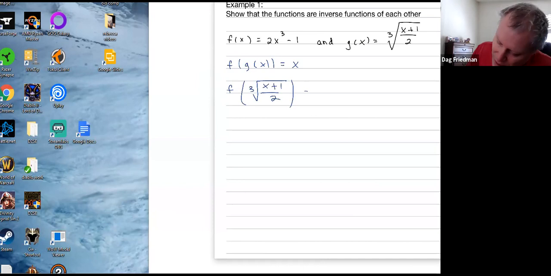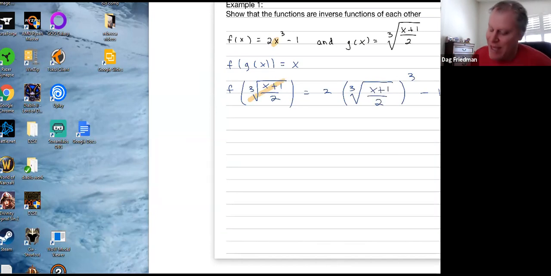Wherever I have x, just a reminder, I'm going to put in this entire thing. That's how we evaluate this. So this is going to be 2 times something cubed minus 1. What is that thing being cubed? The stuff in the parentheses. Before I continue, because that is kind of the key for this first part.